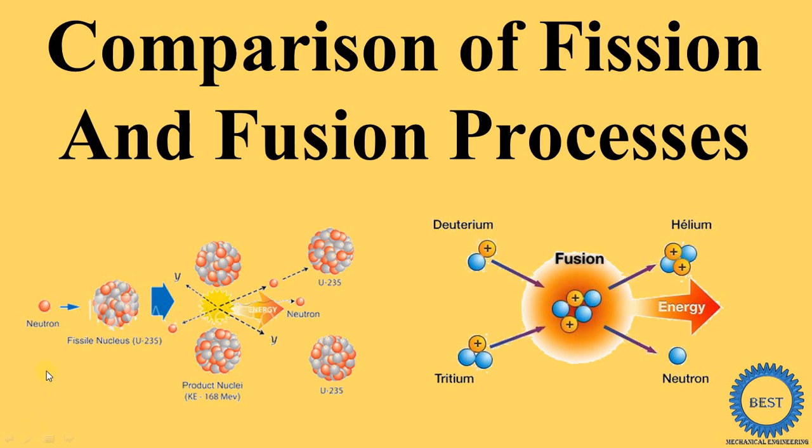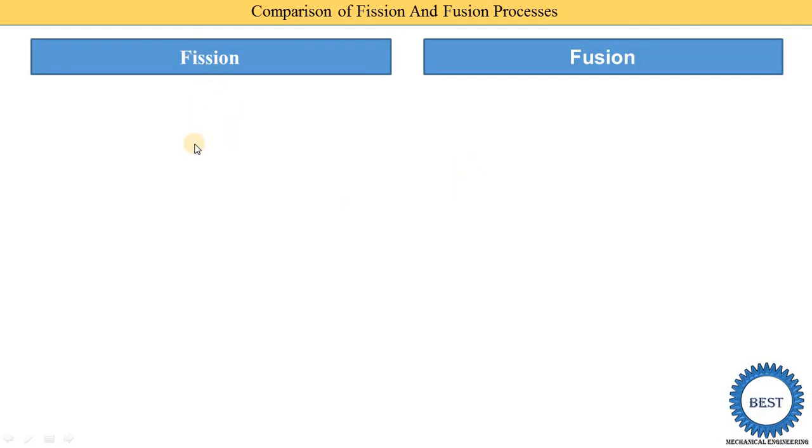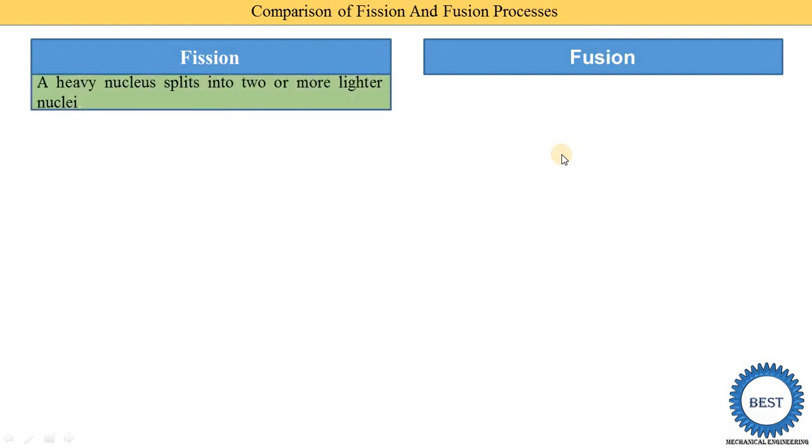In this video, I explain the comparison of fission and fusion processes. On the left side we mention the points of the fission process and on the right side we mention the points of the fusion process. First point: in fission, a heavy nucleus splits into two or more lighter nuclei. Means in a fission process the nucleus is divided into two or more lighter nuclei.